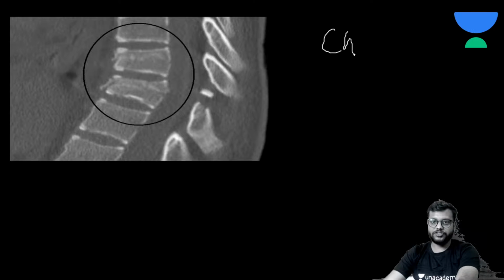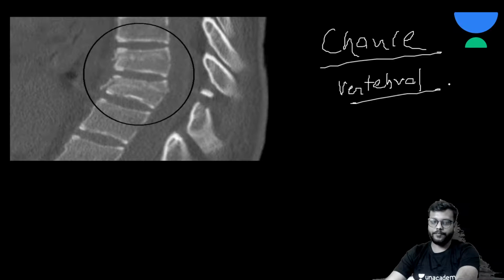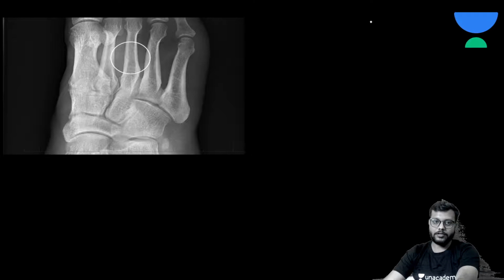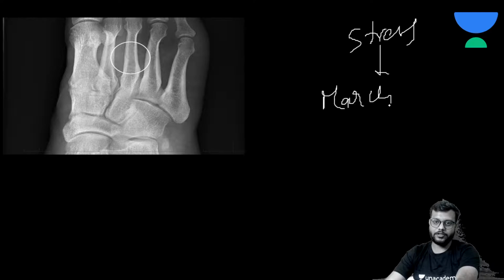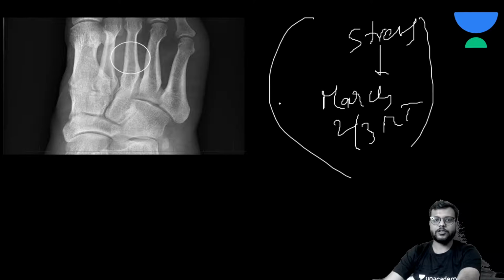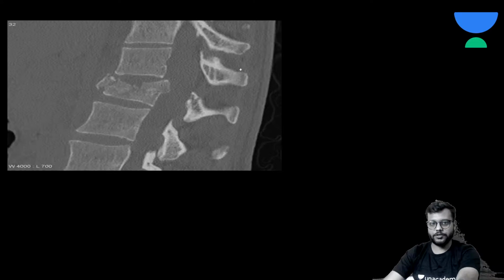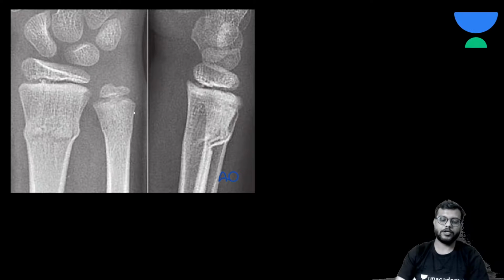This is a chance fracture, fracture of vertebral column. Okay, and this is a type of stress fracture, the march fracture, which occurs in the second and third metatarsal. We have discussed all these slides numerous times in questions. This is burst fracture or comminuted compressed fracture of the vertebrae.